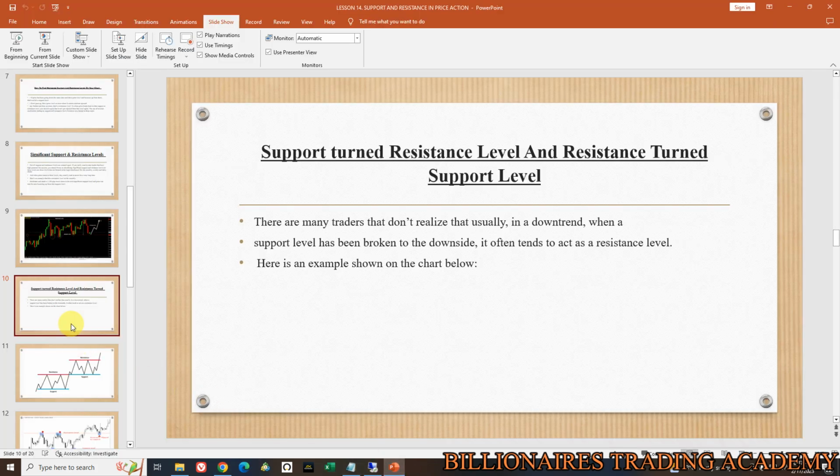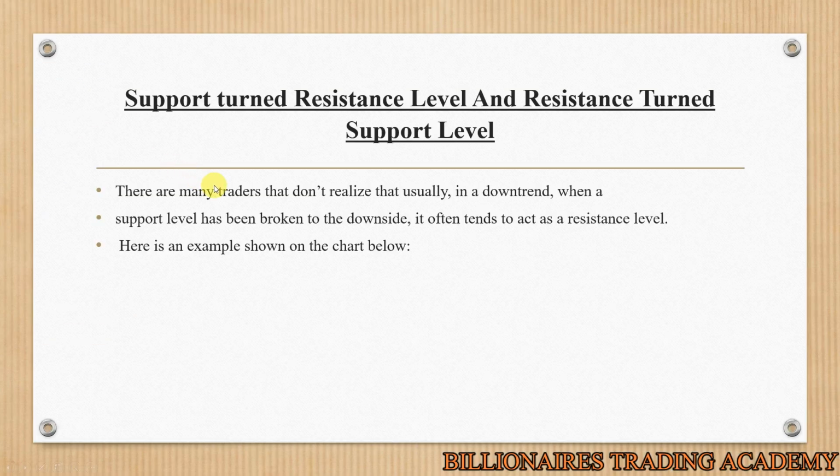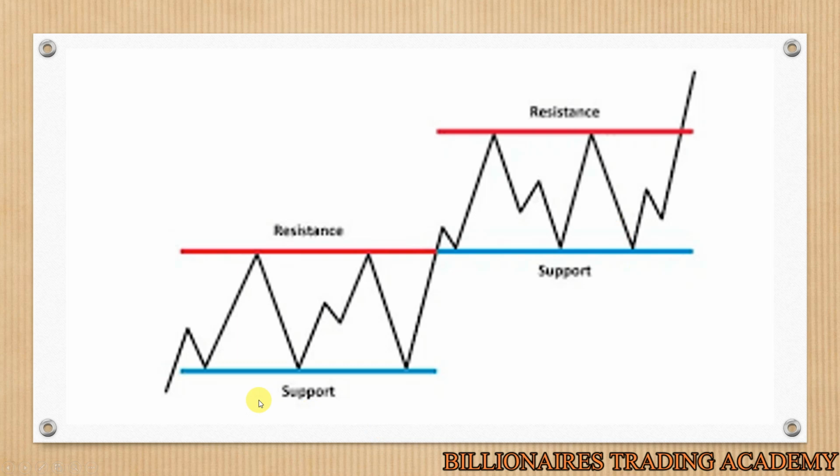Let's just look at it. There are many traders who do not realize that in a downtrend, when a support level has been broken to the downside, it often tends to act as a resistance level. Here is an example. We see price moving like that, and then it breaks. You can see it tested, and it actually comes and tests again. So this level that was resistance now becomes support. You can use this technique to your advantage.